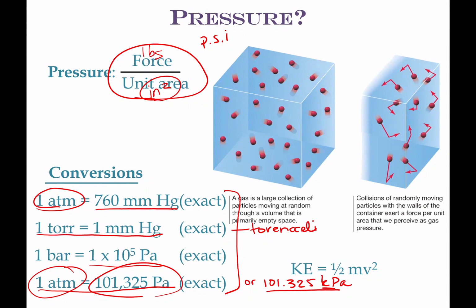Now, there's only a couple that you're going to need to know. You need to know 1 atmosphere is equal to 760 millimeters of mercury, which is equal to 101,325 pascals. So those are the ones you do need to know. So in this chapter, we're going to relate a lot of things to particle motion.